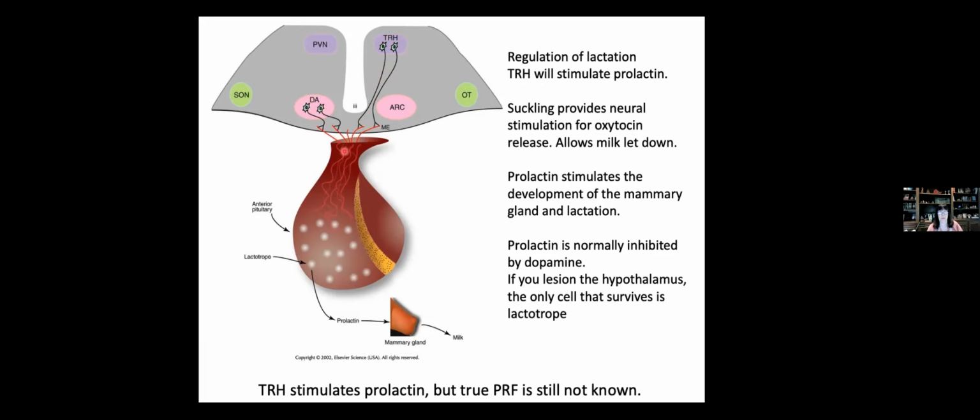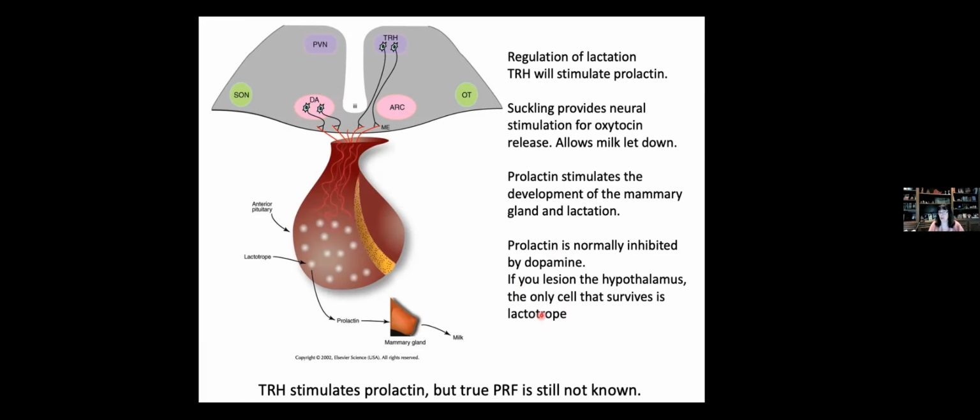And so basically, again, here's the route, the portal vessels to the anterior pituitary cells. And then prolactin is secreted and stimulates the mammary gland. So now, what do you think might happen if you were to lesion the hypothalamus, a lesion right up in here, so you don't have dopamine?